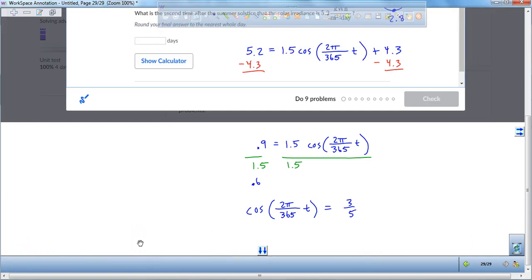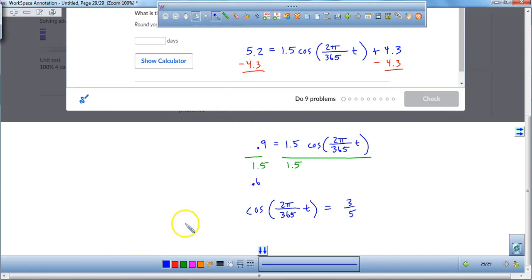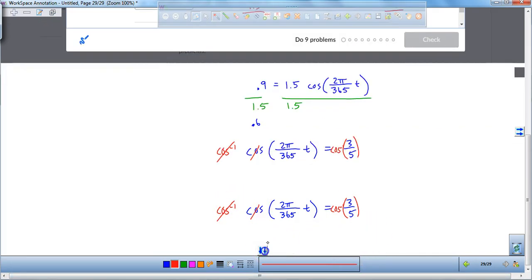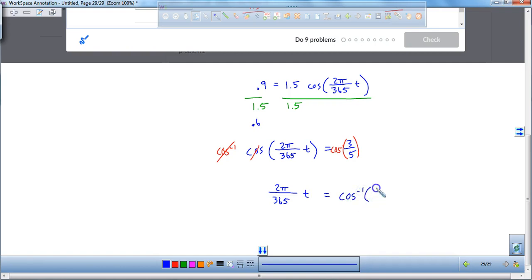Once we get here, what we're going to do is take the inverse of cosine on both sides. So we're going to do the inverse of cosine on this side, and the inverse of cosine on this side. It's cosine to the -1. It's kind of hard to see. These cancel out, so here's what you're left with: 2 pi over 365 times t equals the inverse of cosine of 3/5. Now we need to be in radians.